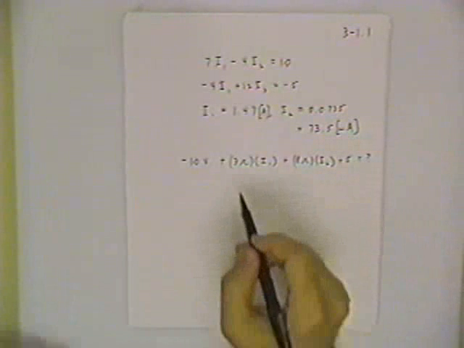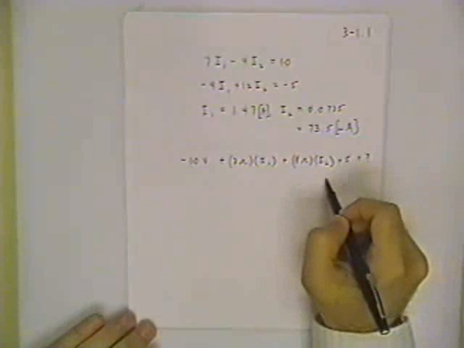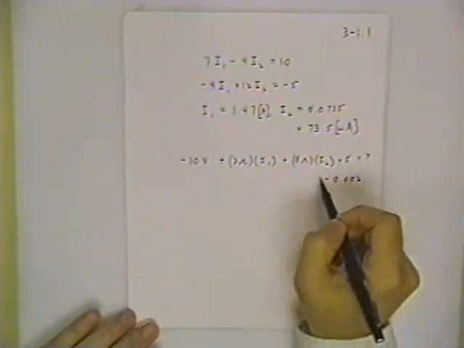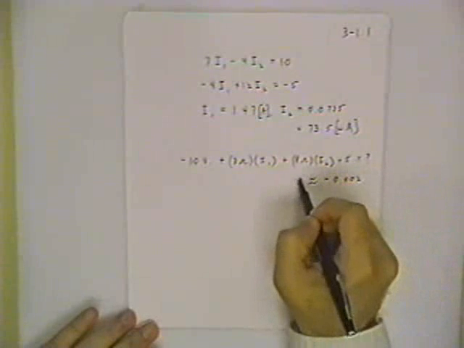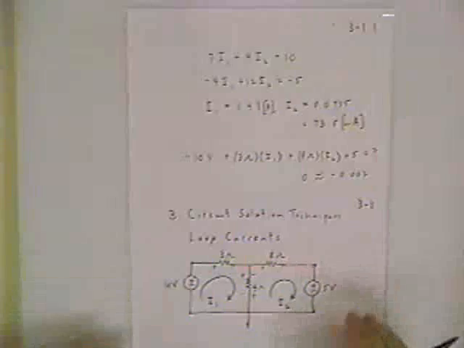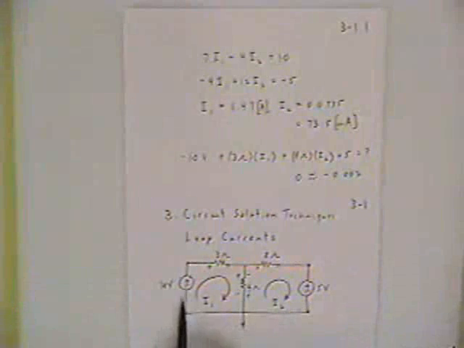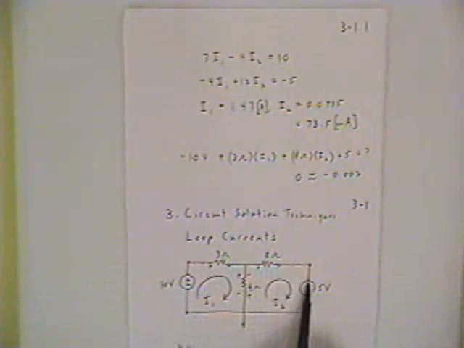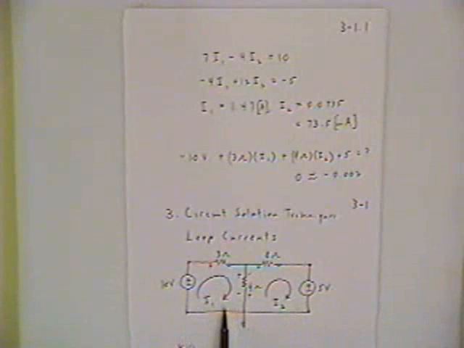When I ran that calculation, what I got was negative 0.002. Now, if you recall, that's supposed to be equal to 0, and that's pretty close. To refer back to the circuit diagram then, what I just did was I went around this outside loop going through the 10-volt, the 3-ohm, the 8-ohm, and then the 5-volt.